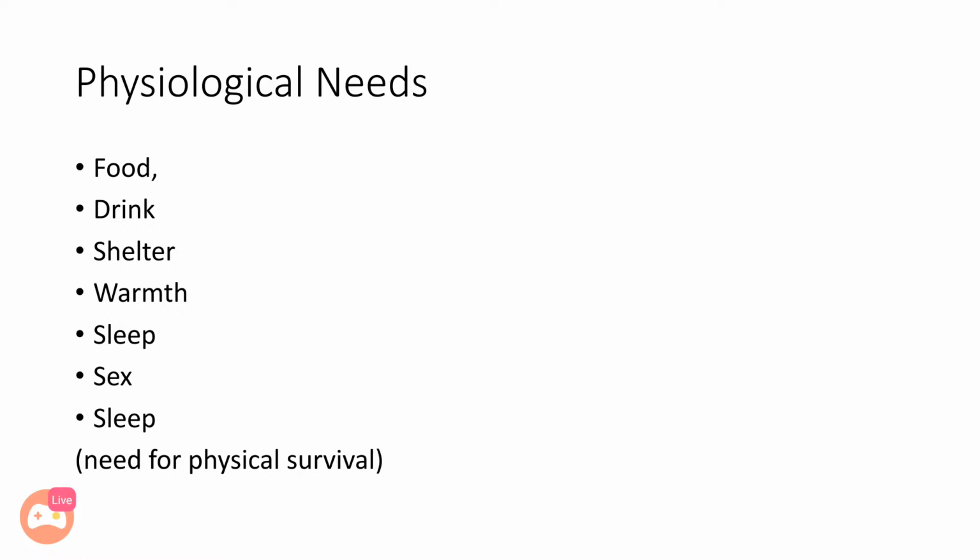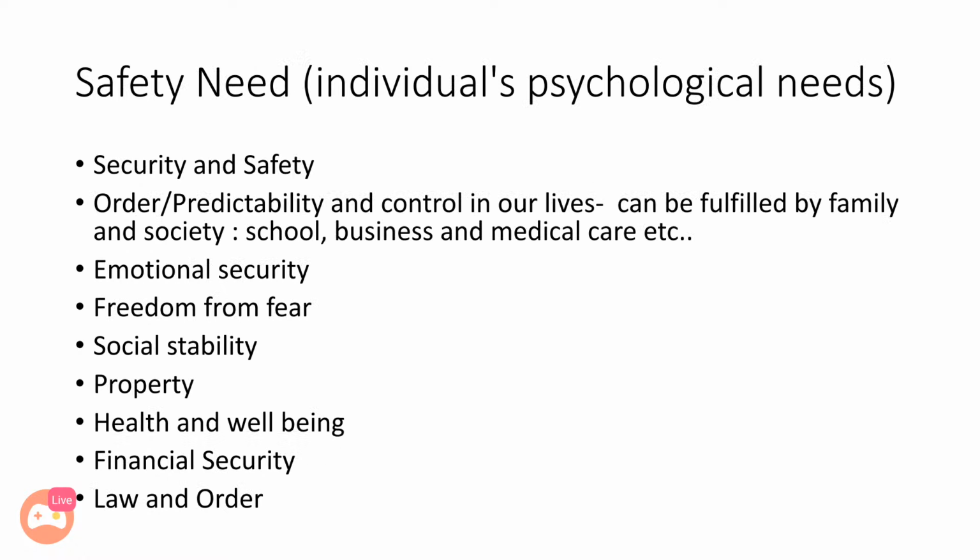If we have not had water for one week, we can imagine what kind of requirement our body would have. If we haven't slept for one month, we can imagine what extent of sleep your body will be asking for. So again, it happens with sex also. So this is the need for physical survival. Physiological needs are those needs which are required for physical survival, and this is the first category of needs by Maslow.